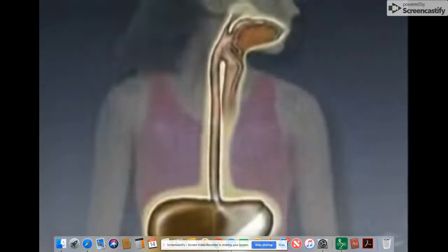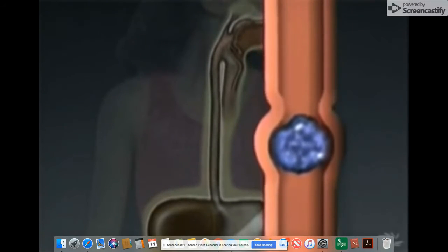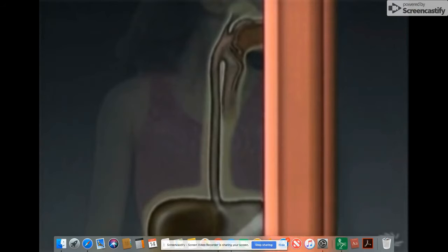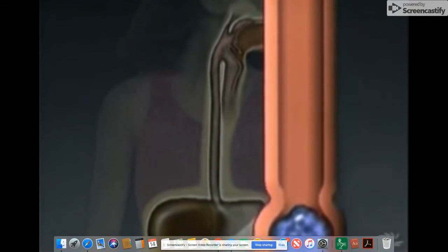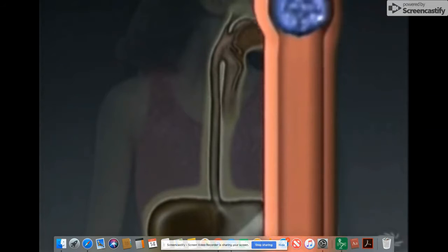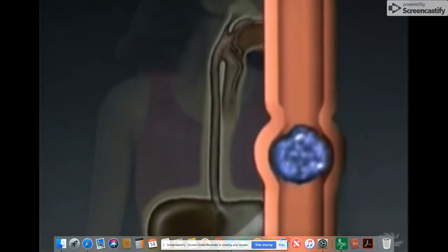Peristalsis works a little like a tube of toothpaste. Squeezing the tube forces the paste out. Food moves through the digestive tract in much the same way. Muscles behind the food squeeze together, while muscles in front of the food relax. In this way, peristalsis forces food through the esophagus and other parts of the digestive tract.